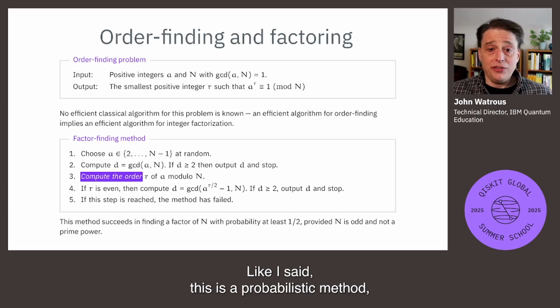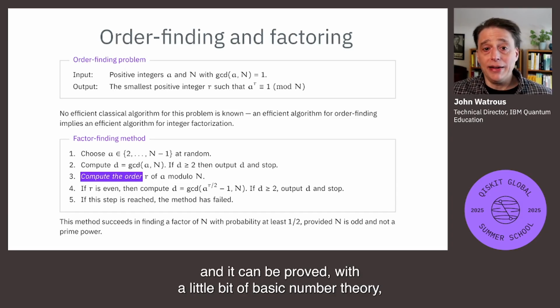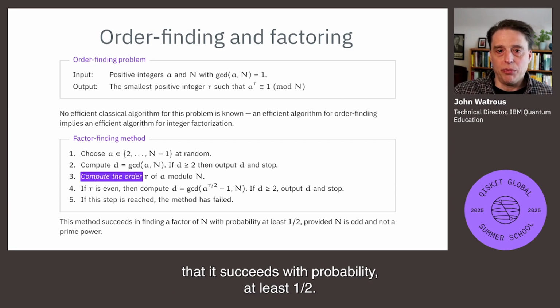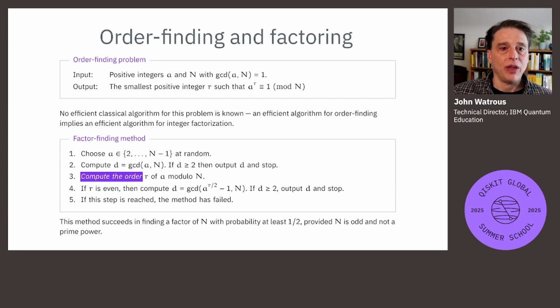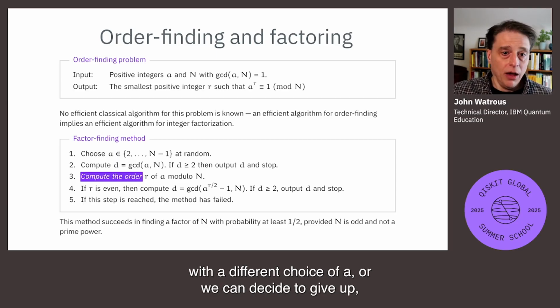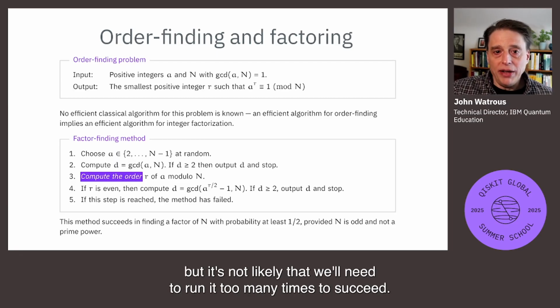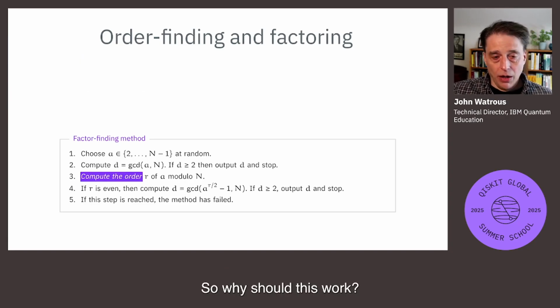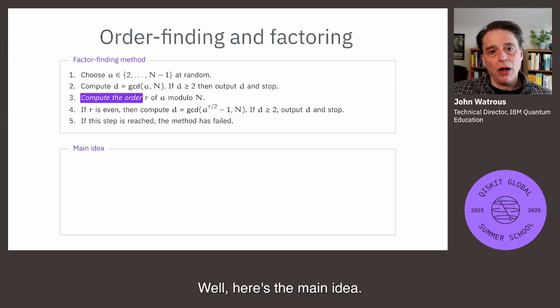Like I said, this is a probabilistic method, and it can be proved with a little bit of basic number theory that it succeeds with probability at least 1/2. If it doesn't succeed, we can simply try again with a different choice of a, or we can decide to give up, but it's not likely that we'll need to run it too many times to succeed.